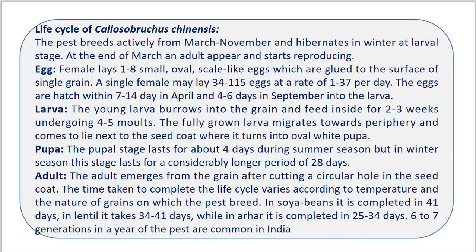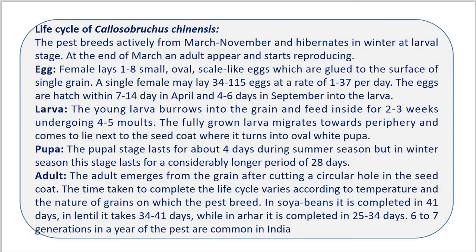Now after that, the adult. The adults emerge from the grain after cutting a circular hole in the seed pod. The time taken to complete their life cycle varies according to the temperature and the nature of grains on which the pest breeds. Why? Because if the grains are moist, with a lot of moisture, then the life cycle completes in a short period of time, but if the grains have less moisture, then they take more time.